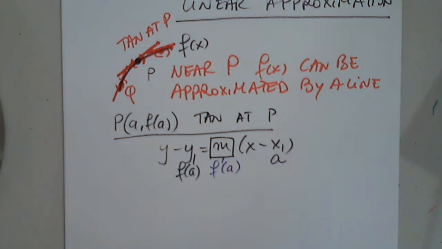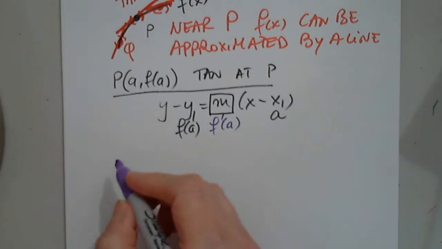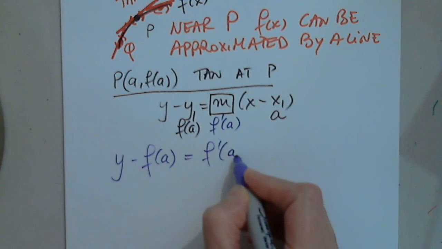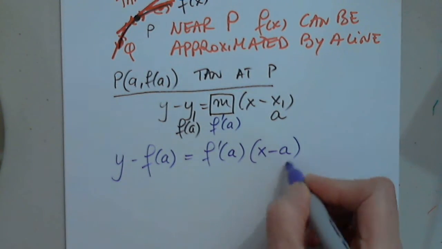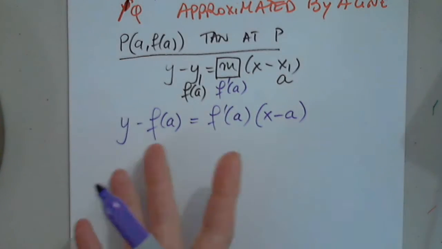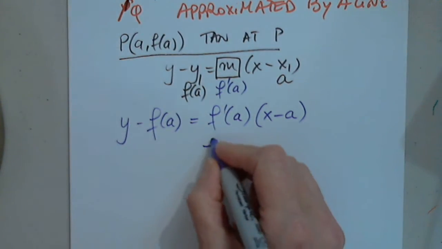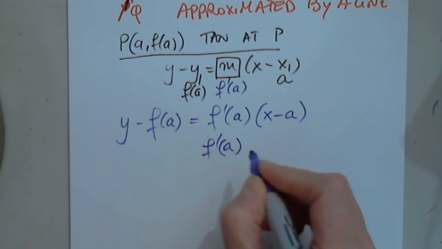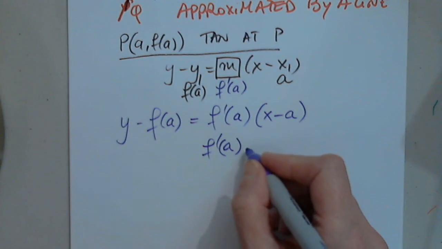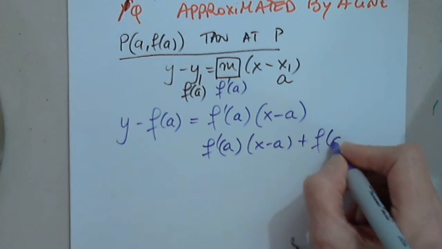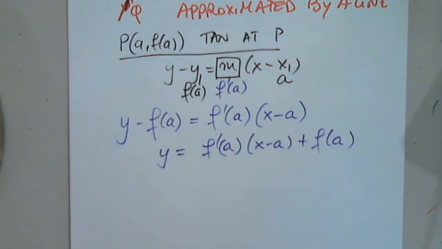f prime of a. Awesome. So y minus f of a equals f prime of a times x minus a. I will distribute, move f of a and solve for y. So f prime of a, it can stay as x minus a, and then plus f of a equals y.